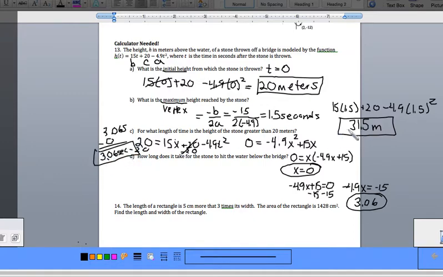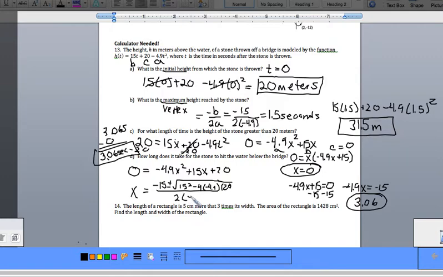You could also do the quadratic equation here with here's your a value, b, and we could let c equal 0. How long does it take for the stone to hit the water below the bridge? So we want to know when it hits the height of 0. So when does 0 equal negative 4.9 x squared plus 15x plus 20? Well, this is when I would use the quadratic equation. X equals the opposite of b plus or minus the square root of b squared minus 4 times a times c, all over 2 times negative 4.9.